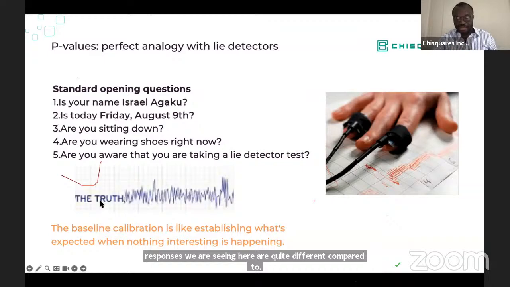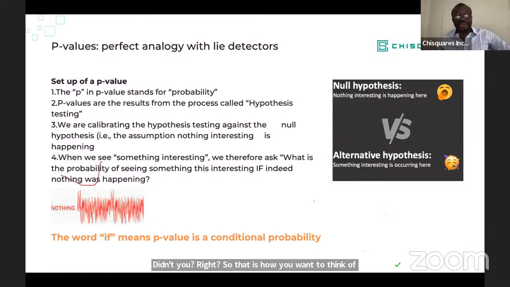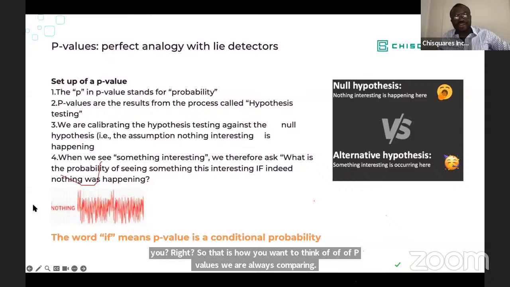So bottom line of what we're saying is that the null hypothesis, the p-value is a conditional probability, right? We're always comparing the response to when nothing was happening, right? So that is how you want to understand a p-value. So the question is, what is the probability of us seeing this kind of very, very strange responses if indeed nothing was happening? And if we now say that, oh, that probability is so small, we're like, you're lying. You stole that money, didn't you? Right? So that is how you want to think of p-values. We are always comparing whatever we see to the scenario when nothing was happening.